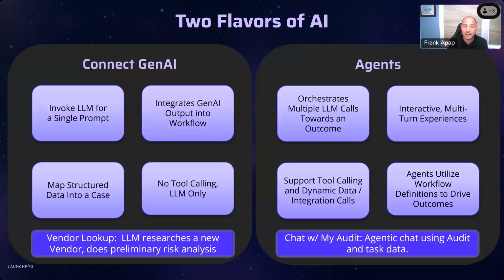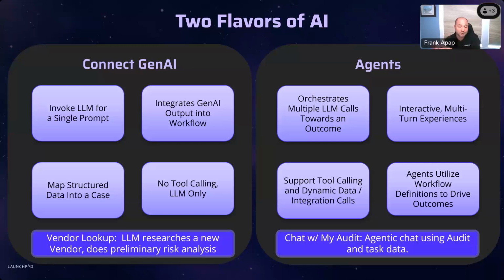So with that, we're going to implement 2 use cases for these 2 flavors of AI. The first one with Connect Gen AI is we're going to do a vendor lookup. So often as part of GRC applications, you assess the vendors you work with as a company. You want to make sure that you're not taking on any risk by working with risky vendors. So we'll use an LLM to help both pull information that the LLM understands about these organizations, but then also use that information to do a preliminary risk analysis.